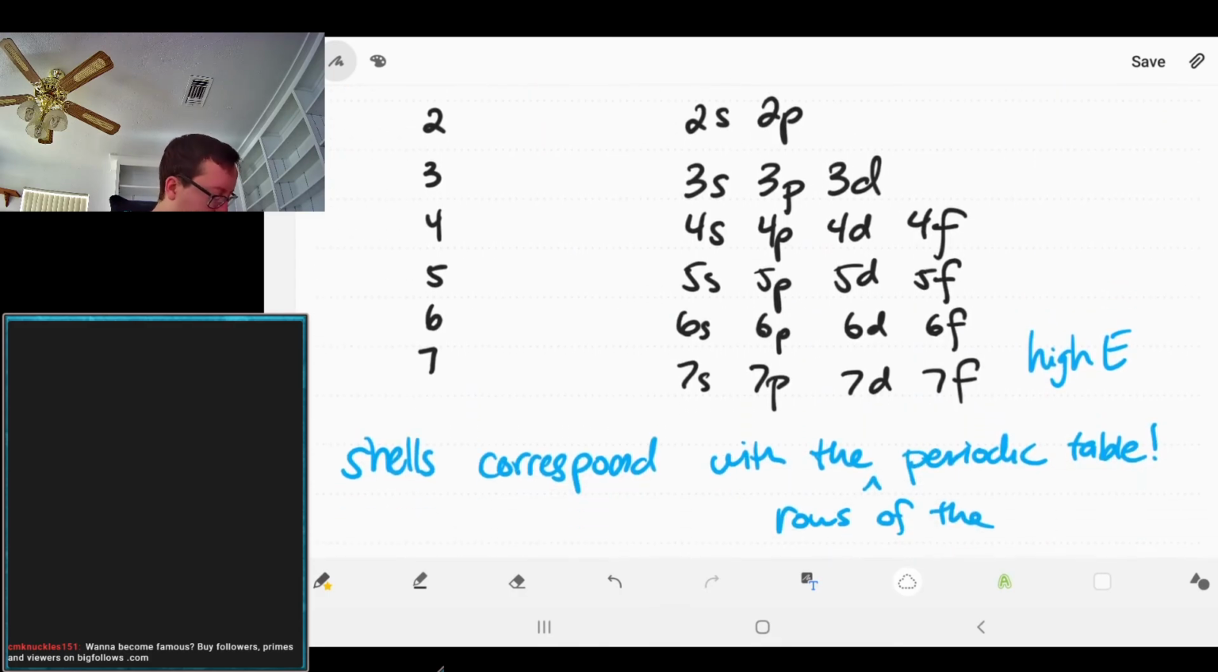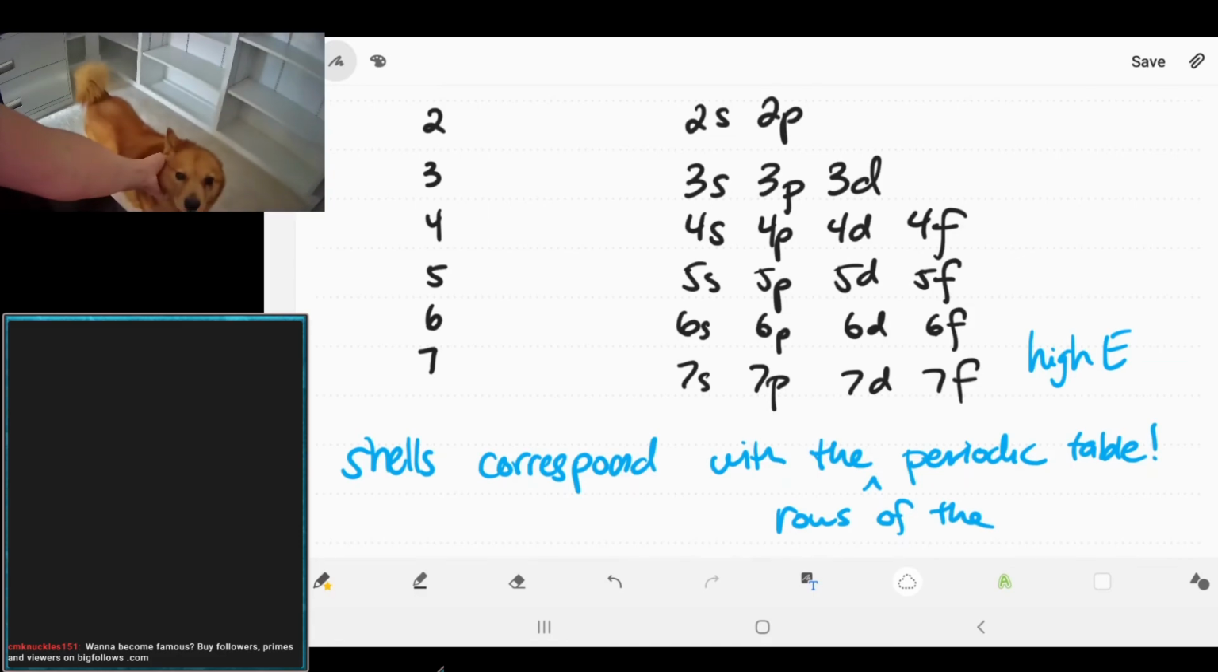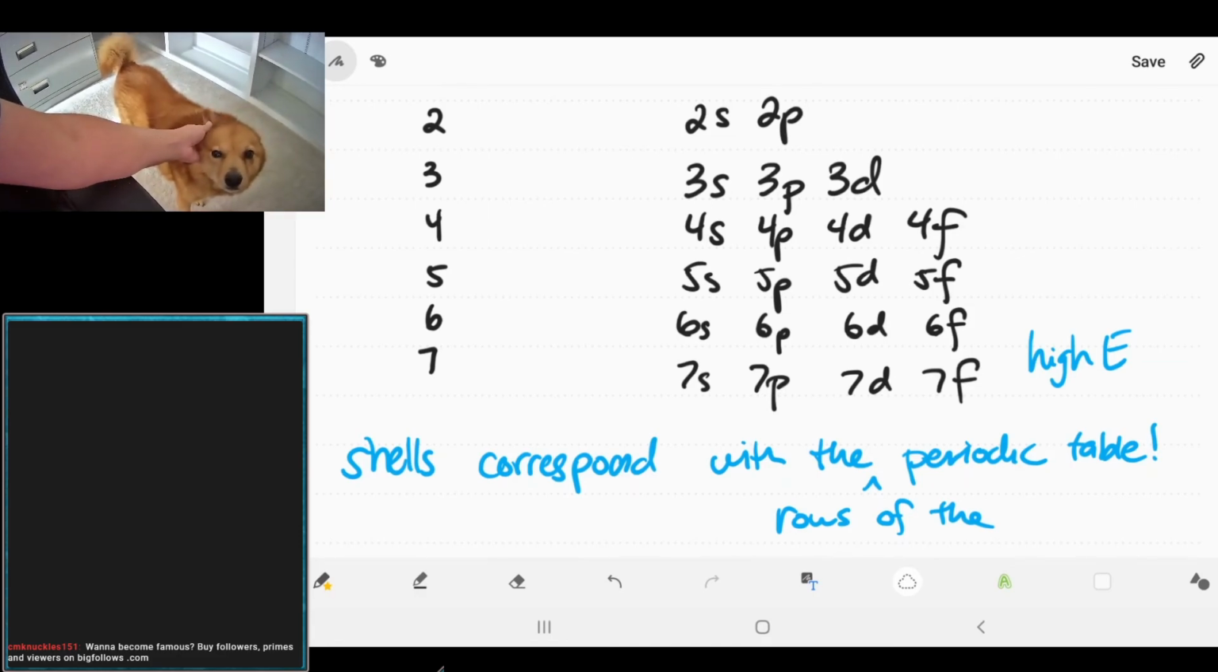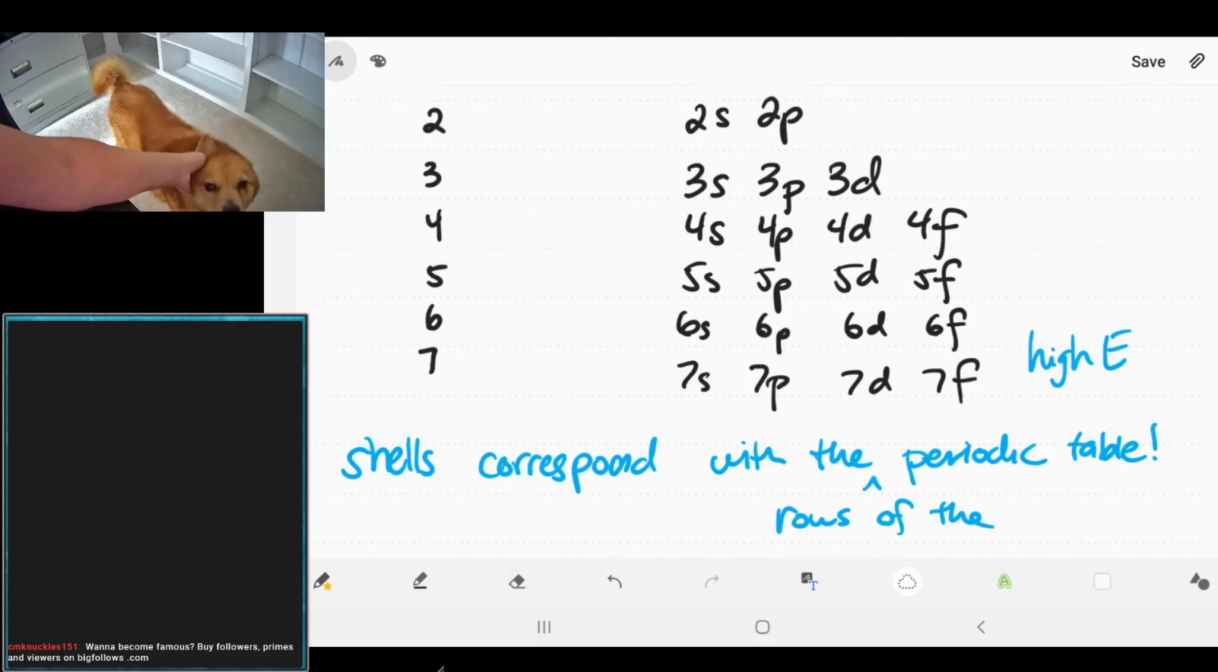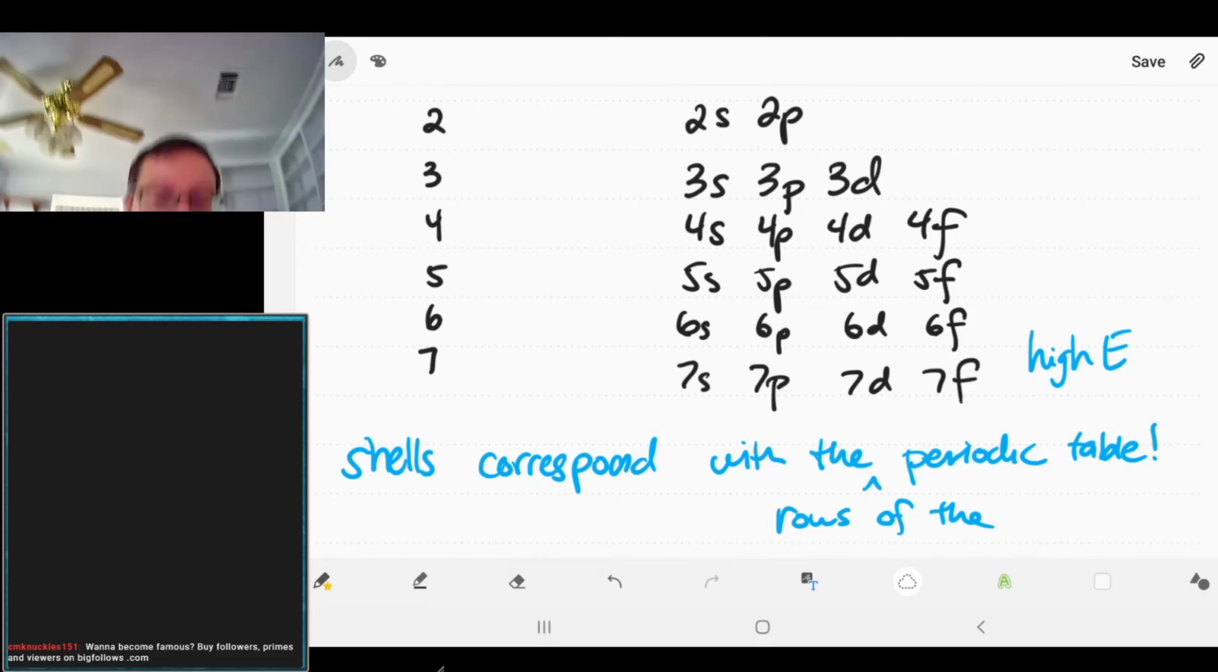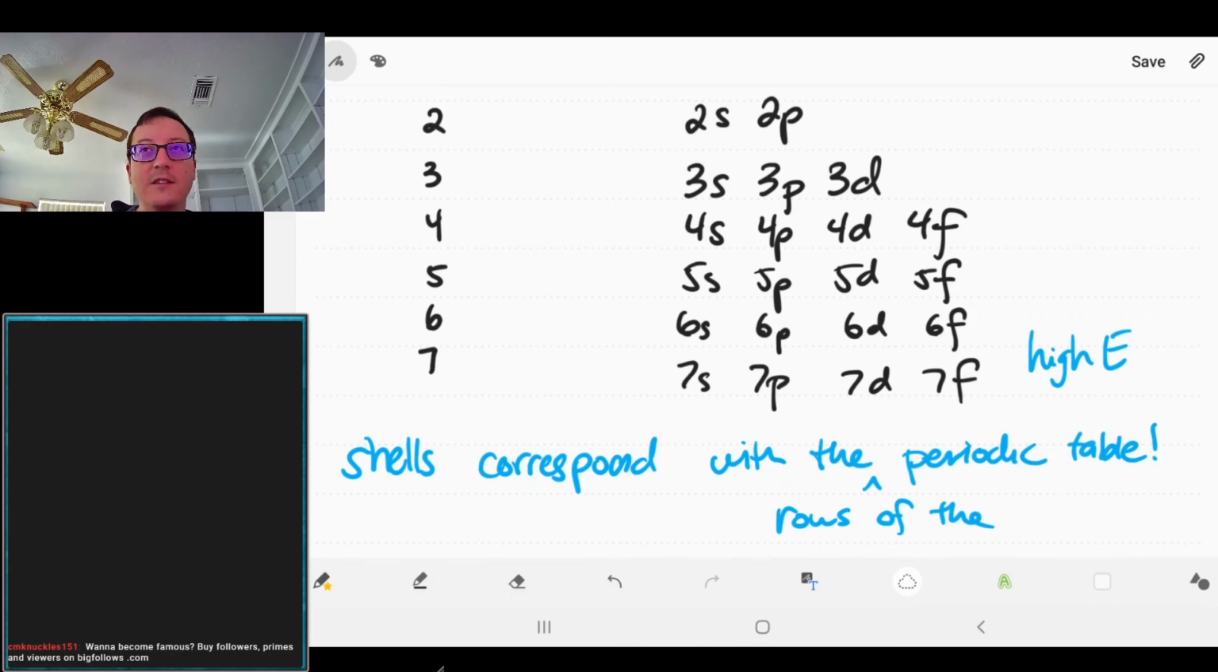Sterling is here. That's unusual. He doesn't usually bug me during class time. Here he is. Hi, buddy. Hi, Sterling. He just wants me to feed him. So he's usually doing other things, but he came to say hi today.